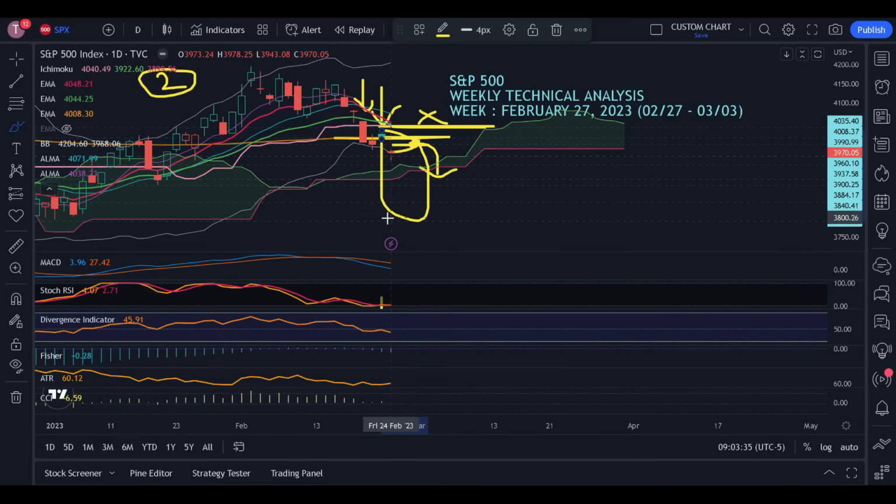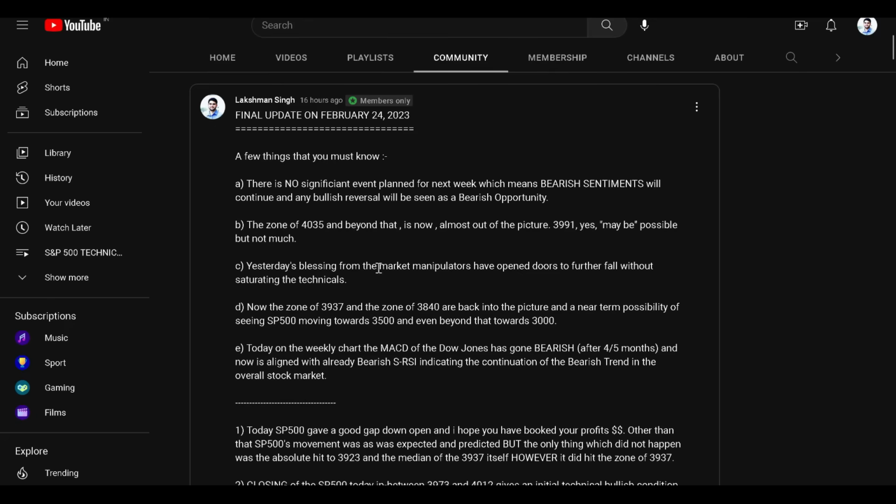Anyway, this was the critical thing: the stochastic RSI came out of the saturation, and as of now, it is still not saturated, right? So the market manipulators have opened doors to a further fall without saturating the technicals. Then the next point: the zone of 3937 and the zone of 3840 are back in the picture, and there is a near-term possibility of seeing the S&P 500 moving towards 3500, and even beyond that towards 3000, in the next few weeks or months.